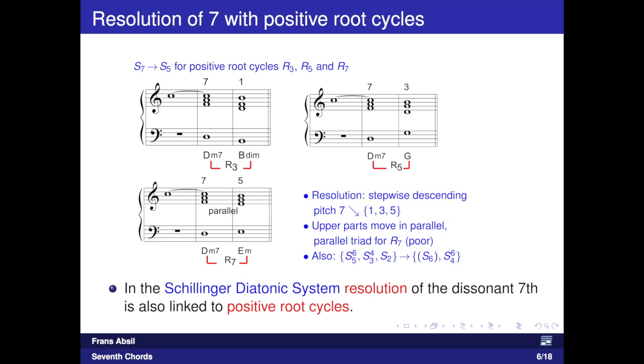This concludes the ideal case for handling the dissonant chordal function 7 with the 7th chord in between two triads. The S5, S7 to S5 chord progression involves two positive diatonic root cycles.